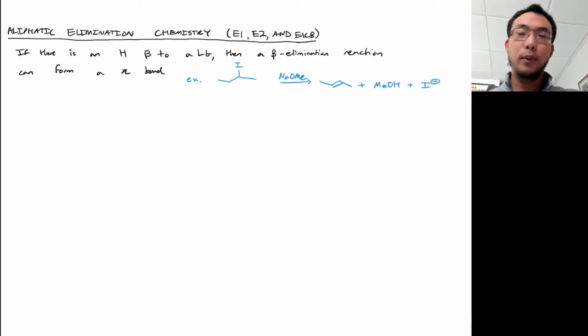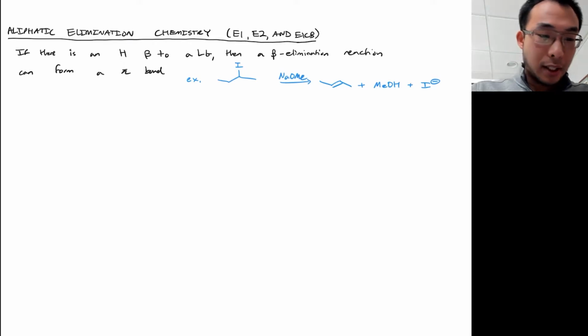In this video, we will learn about elimination reactions that can take place at sp3 or aliphatic carbons. Specifically, the types of reactions we'll be learning about are called E1, E2, or E1CB types of elimination reactions. An elimination reaction can occur when you have a leaving group attached to an sp3 carbon if there's a hydrogen atom that's beta to that leaving group.